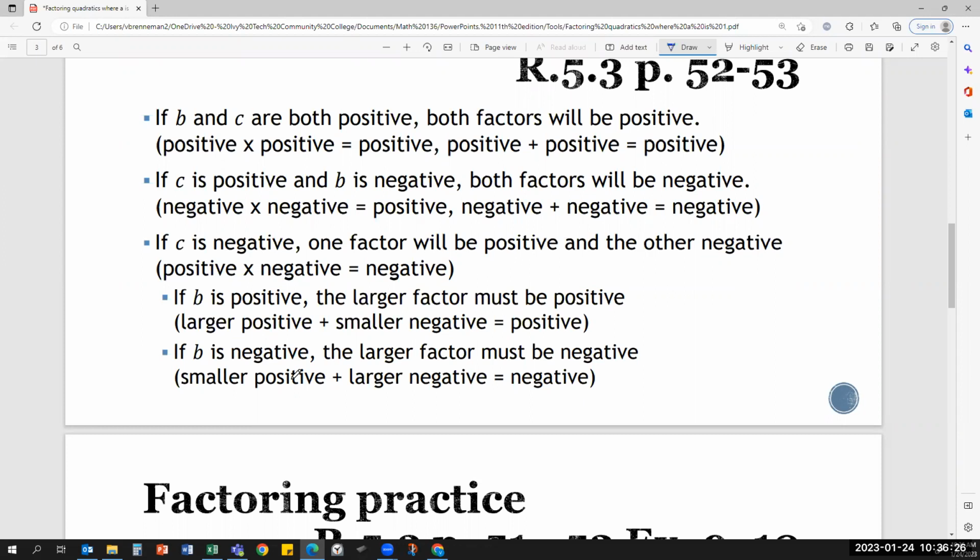And then depending on whether b is positive, the larger factor needs to be positive, so when they add together, the result is positive. If b is negative, then the larger factor will be negative, so that when you add, the sum is negative.